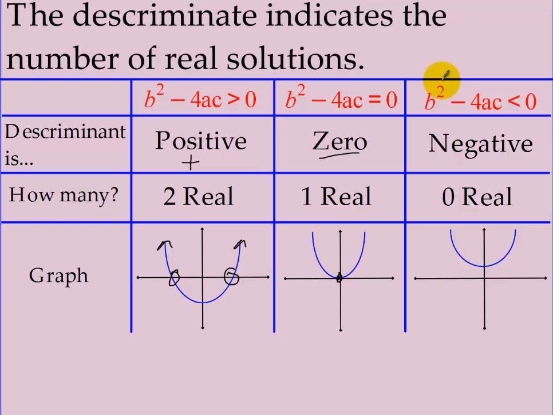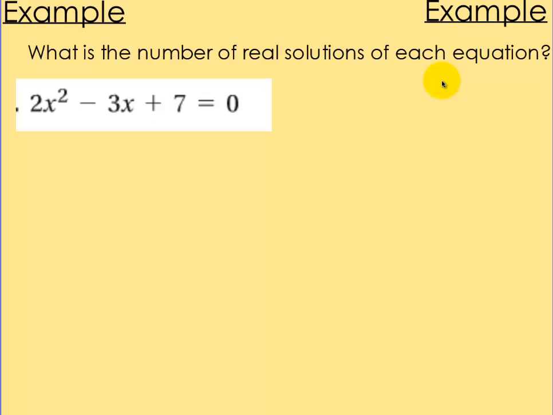Now, if your discriminant is negative, that means you have 0 real solutions. So it looks like a parabola that might be above the line like this, or it could be below the line like this. It never actually crosses the x-axis, so it doesn't have any solutions. So those are your cases. We'll talk later about how, if you don't have real solutions, you actually have imaginary solutions. But that's a later section. Let's try some examples. So pause the video.